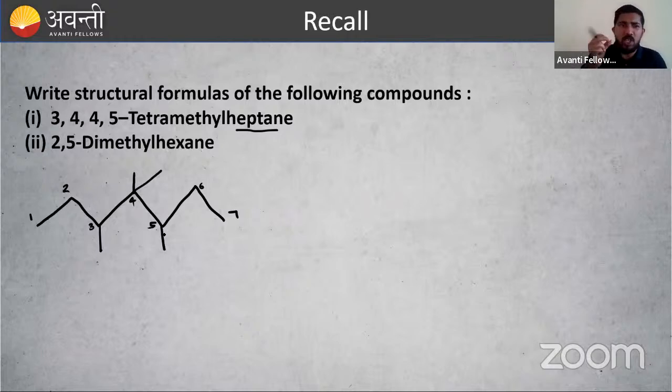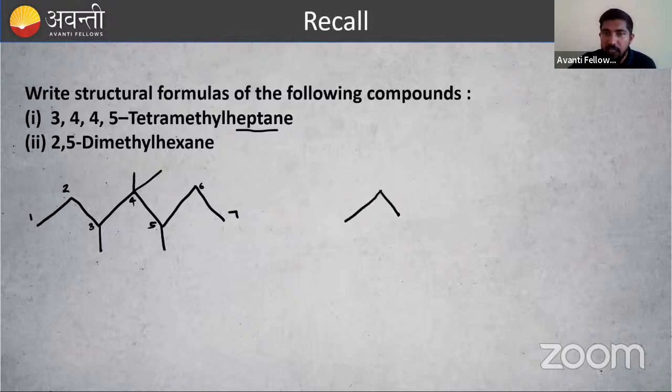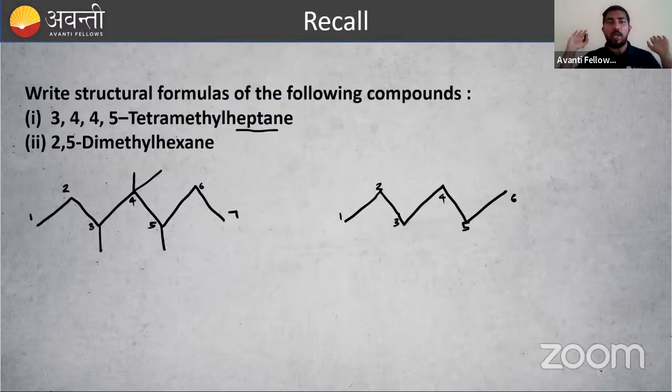So no need to write CH3, CH2, CH2, etc. We can draw like this. Then the next one, we have 2,5-dimethylhexane. Dimethyl means there are 2 methyl groups present. Hexane: first identify the word root. In the parent chain, there are 6 carbon atoms, so we have to draw that: 1, 2, 3, 4, 5, 6. What is the next procedure? We have to start numbering 1, 2, 3, 4, 5, 6. So that is also done.